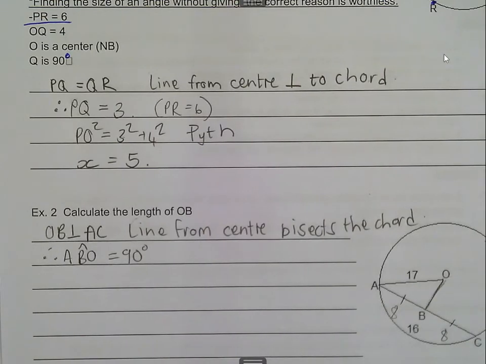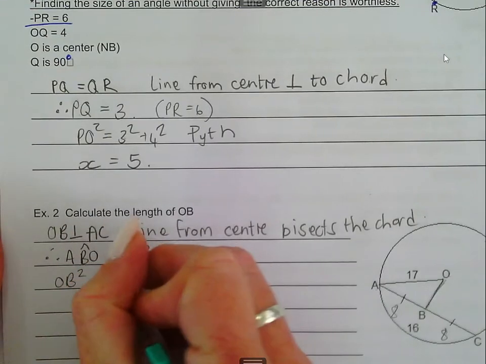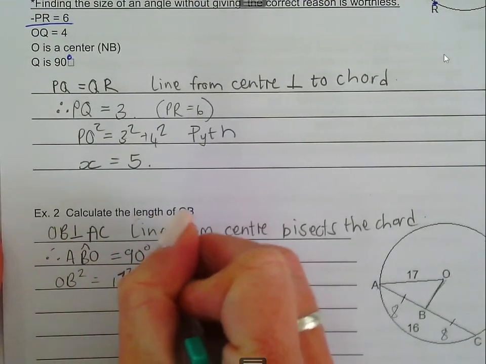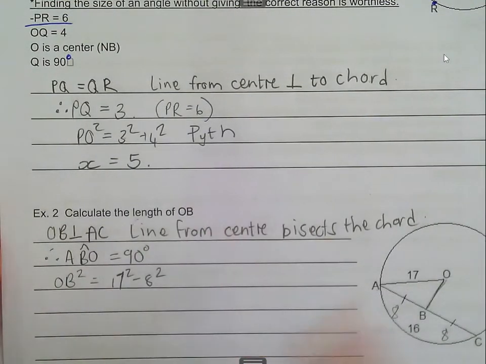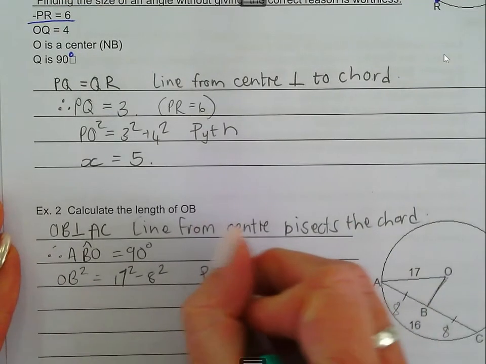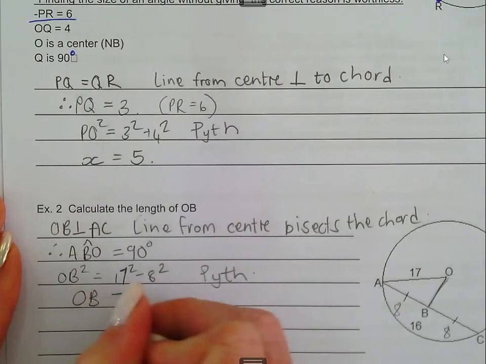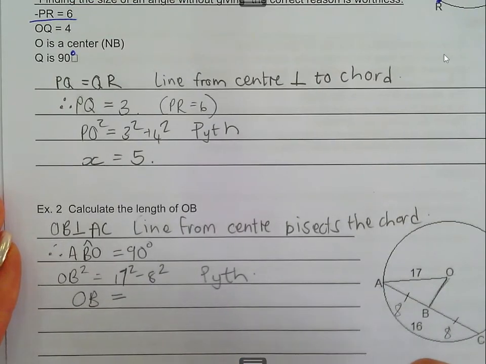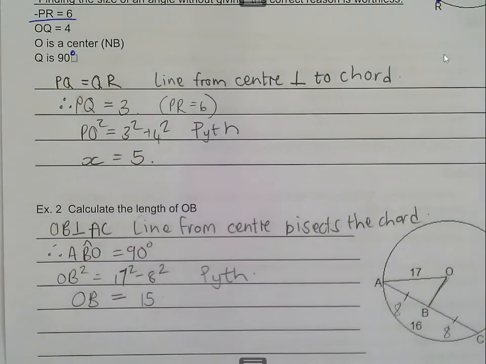Né? So I say OB squared is equal to 17 squared minus 8 squared. So I'm doing Pythagoras in a shortcut. Do you see that? You're not getting marks for the steps like in grade 8 and 9. You get marks for giving your reason Pythagoras and showing that you're going to do Pythagoras, and then you get a mark for your answer. And I think that is 15. Let me just check. Yes. OB is 15.